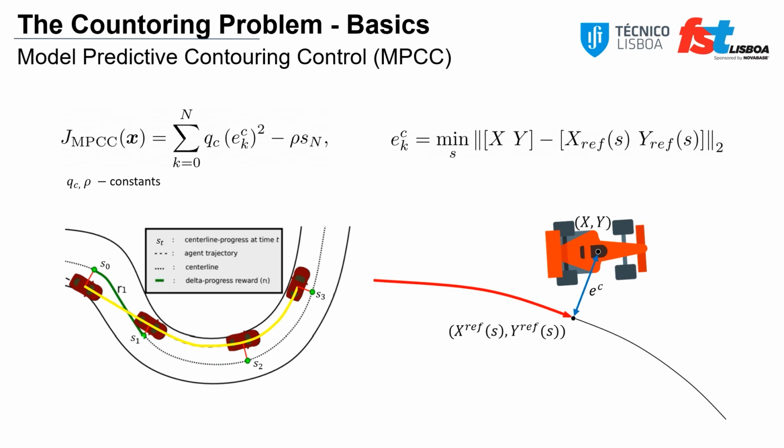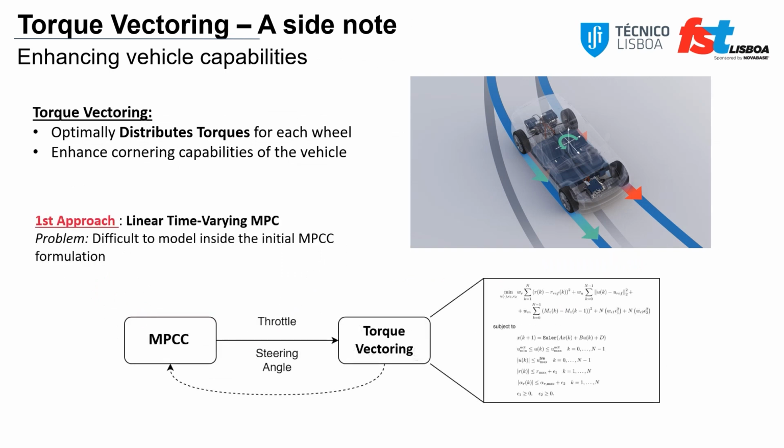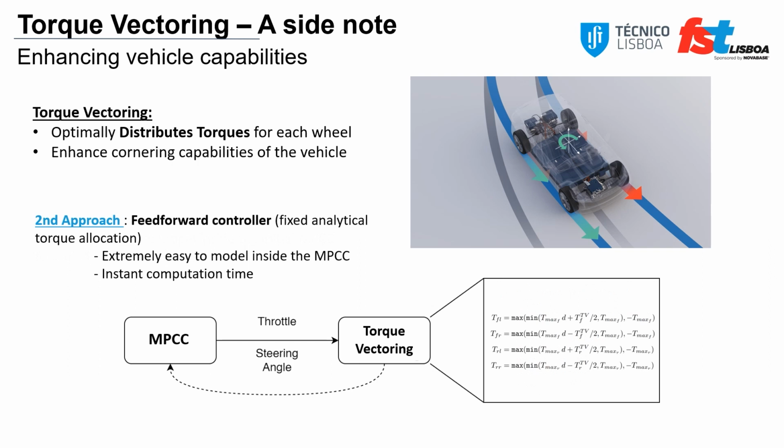In order to further enhance the capabilities of the car, another module was developed called torque vectoring. Torque vectoring tries to optimally distribute the torques in each wheel in order to enhance the cornering capabilities of the car. Two approaches were developed. The first one, a linear time varying MPC, was used, but since these dynamics completely change the behavior of the car, it needs to be modeled inside the MPCC. Modeling an MPC inside another MPC can be a hard task, and therefore a data-driven feed-forward controller was developed.